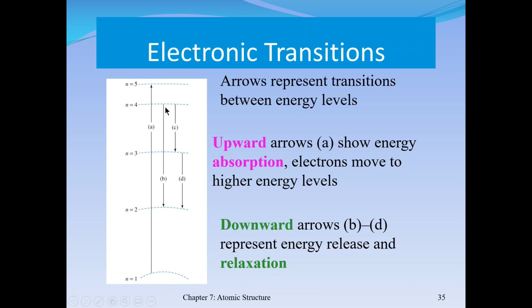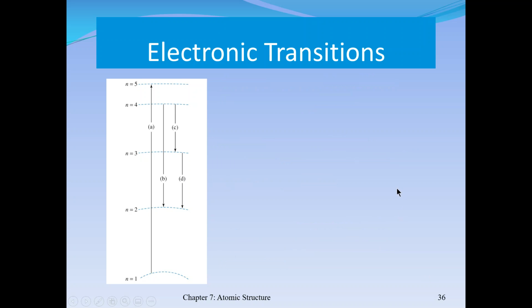And then you can have a situation where the electron falls from a higher orbit to a lower orbit, such as going from n equal 4 to n equal 2, or n equal 4 to n equal 3, or n equal 3 to n equal 2, all right? And that represents relaxation. And that's basically what happens when it comes to the electron transitions in an atom, according to the Bohr model.